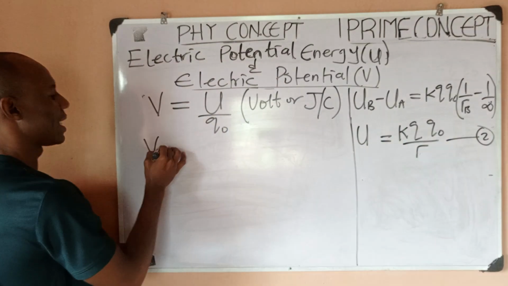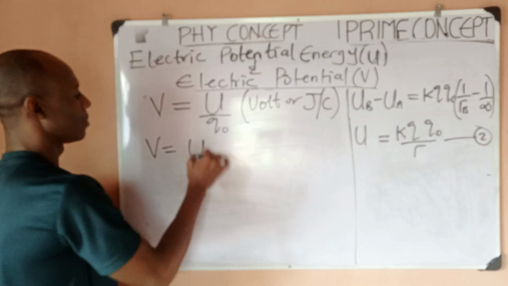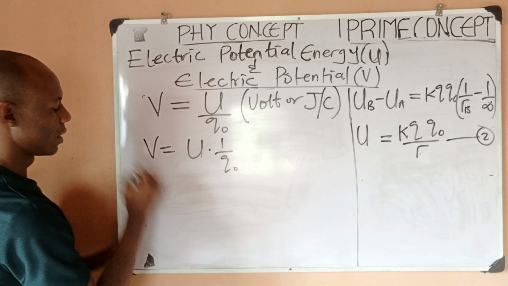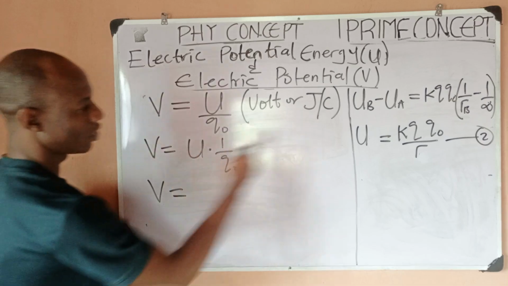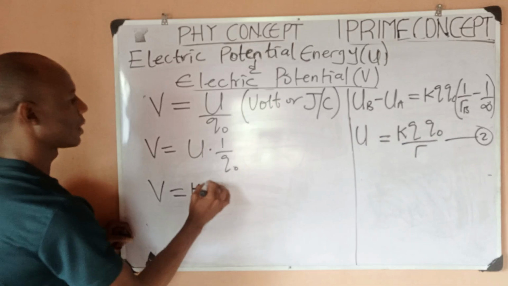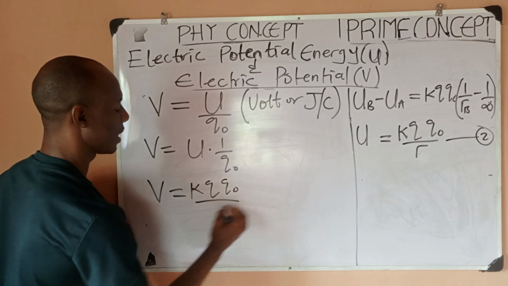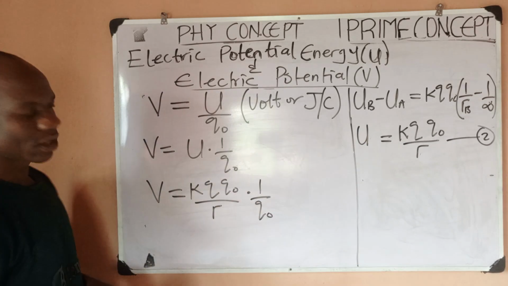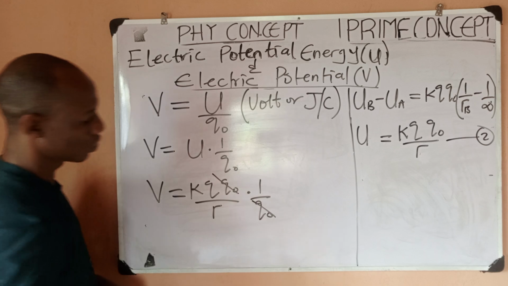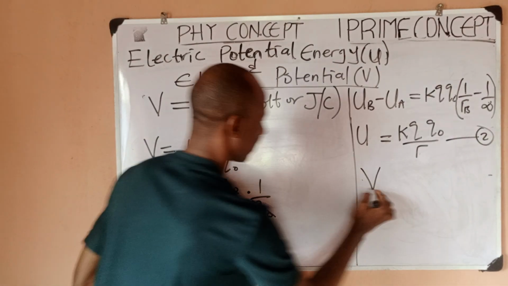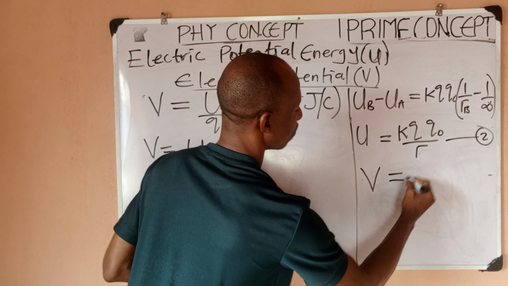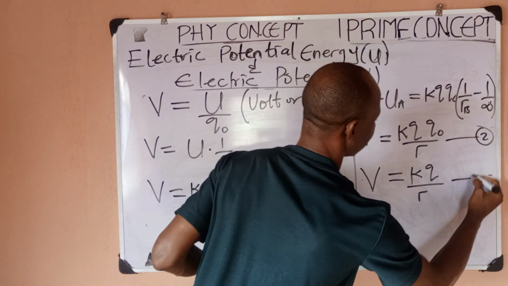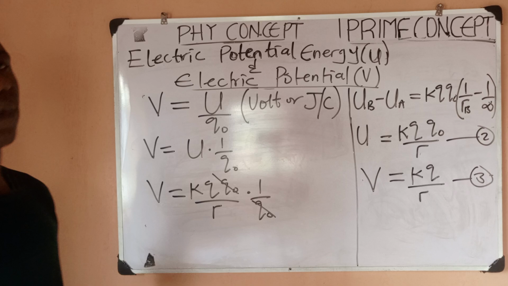So I can simply say that V is equal to, from here still, U times 1 divided by Q naught. So when I substitute, what is my U? This is my U: KQQ naught divided by R. This is my U, then times 1 by Q naught. So what would happen here? Q naught would cancel Q naught. And I would finally arrive at V equals KQ divided by R. So this is my third derived equation, right?